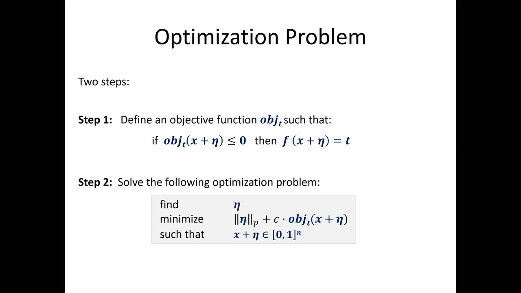Now notice that this condition here in step 1 is a one-way condition. It is not an if and only if. It is possible to have x plus eta existing such that f of x plus eta gets classified to t, the target bad example, yet the objective function is greater than 0. This mathematical definition doesn't say anything about this case. This is actually possible. So we're just focusing on the one-way mathematical condition.